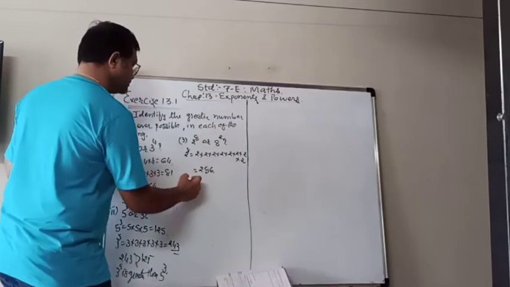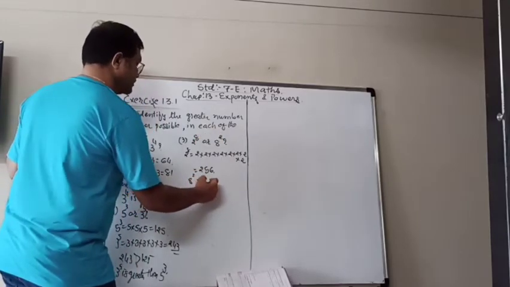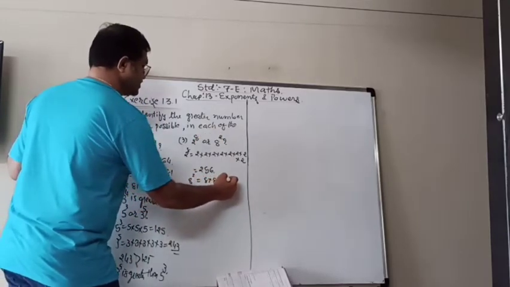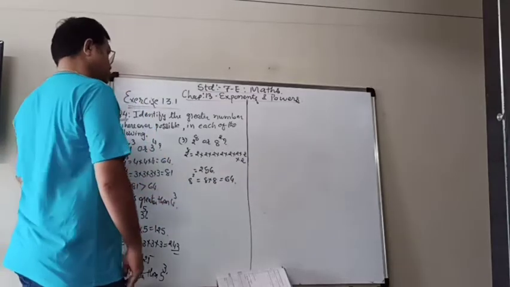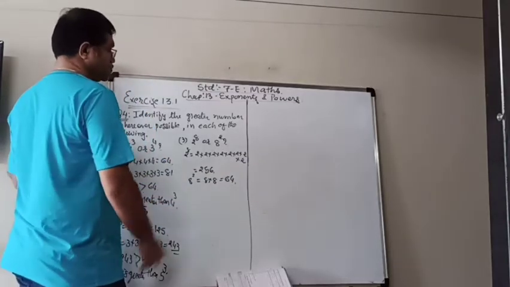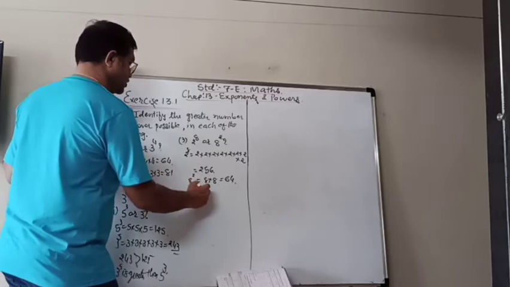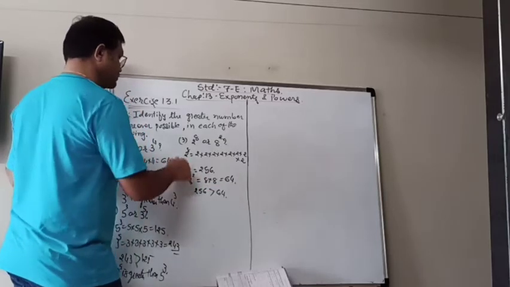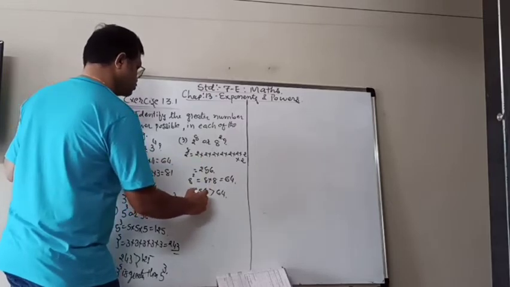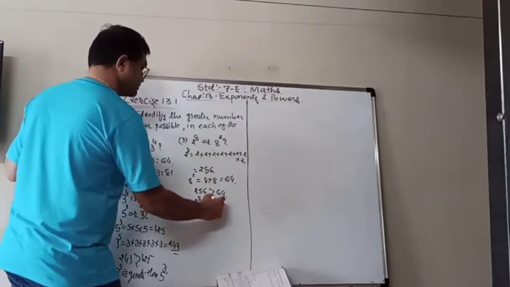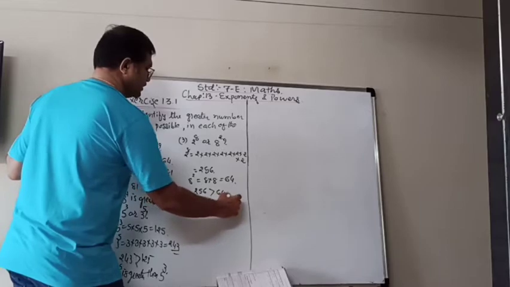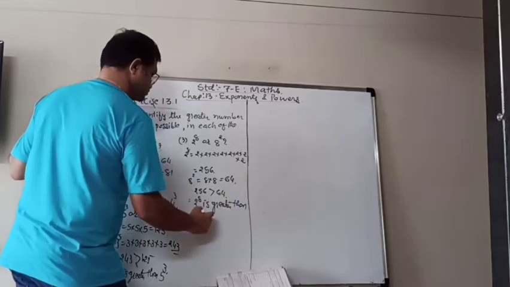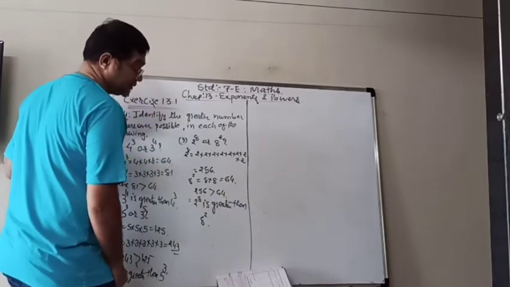Now 8 squared is very easy. 8 8s are 64. So obviously 256 is greater than 64. So 2 raised to 8 is greater than 8 squared.